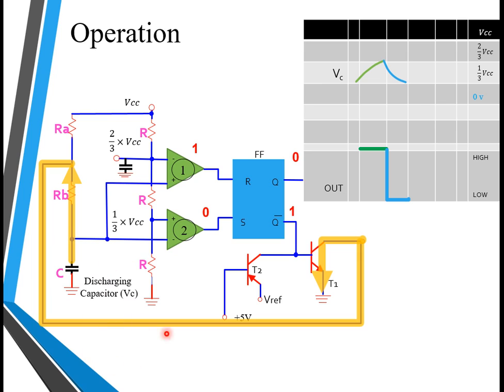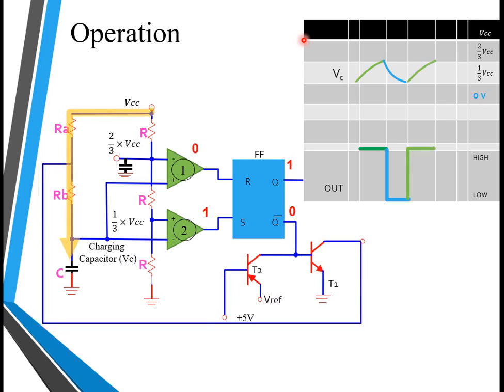When the capacitor voltage is below 1/3 VCC, that means the positive terminal of comparator 2 will be higher. That means the output of comparator 2 will be 1. So the flip-flop gets a set signal. So again the flip-flop sets the output Q to 1. Here again the Q output is 1. So the capacitor is charging again through this path.